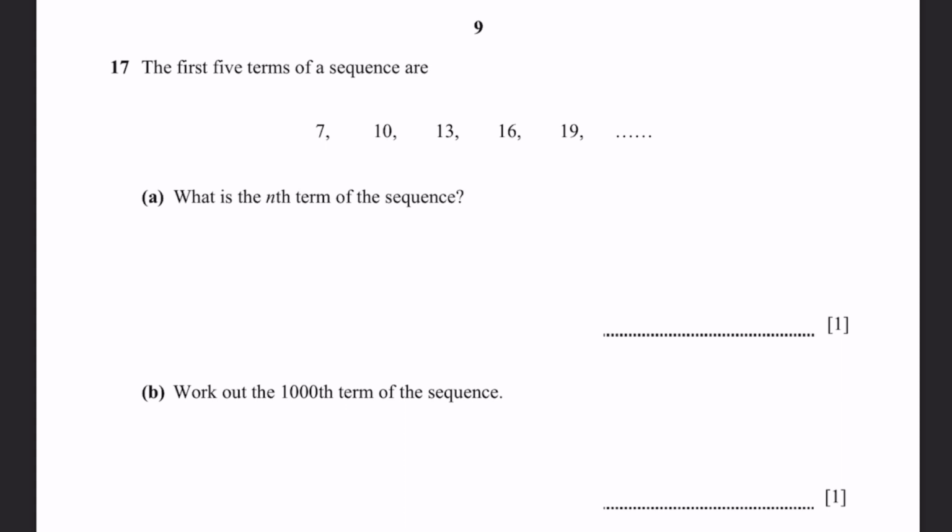Question 17. The first 5 terms of a sequence are 7, 10, 13, 16, 19. A. What is the nth term of the sequence? So let's see. The difference between each of them is plus 3.